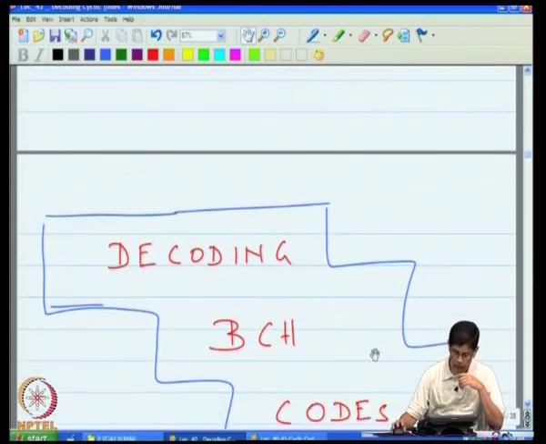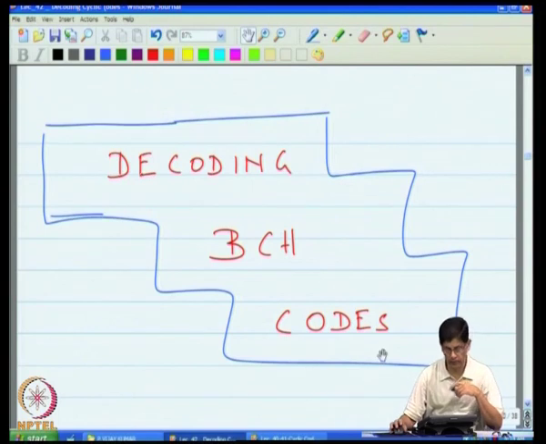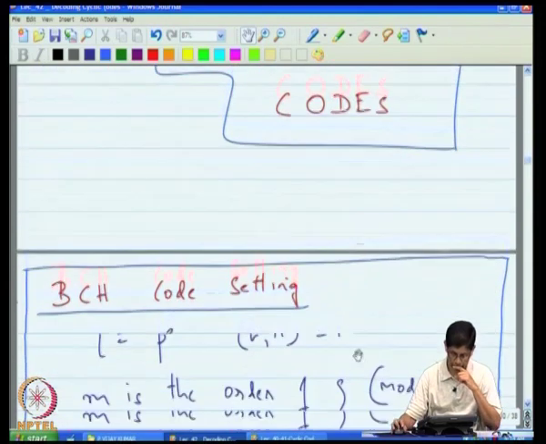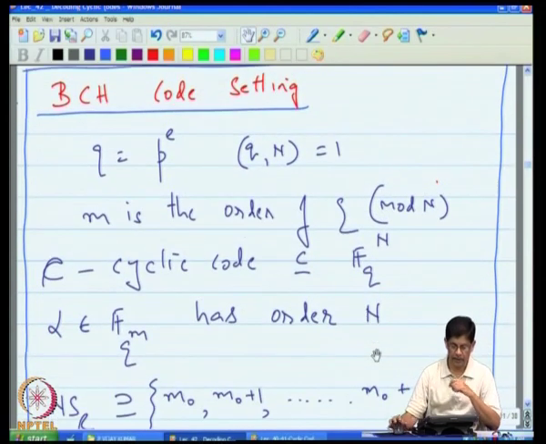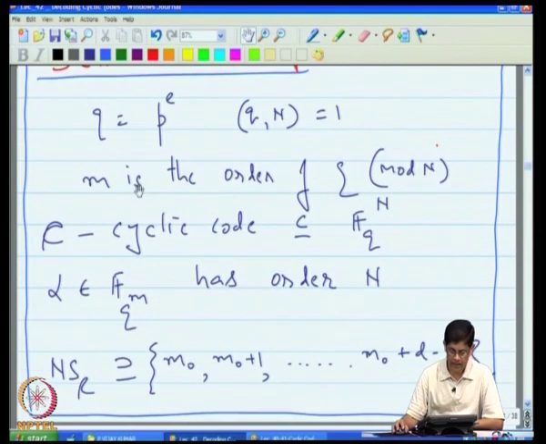Alright. So, now how do you decode BCH codes? So, now I am talking about BCH codes in general. So, that includes both primitive binary BCH codes as well as Reed-Solomon codes. Okay. So, we are going to talk about both classes of codes at the same time. Just a reminder, what is the BCH code setting? You have q and you have block length n, which is relatively prime to q. M is the order of q mod n as always.